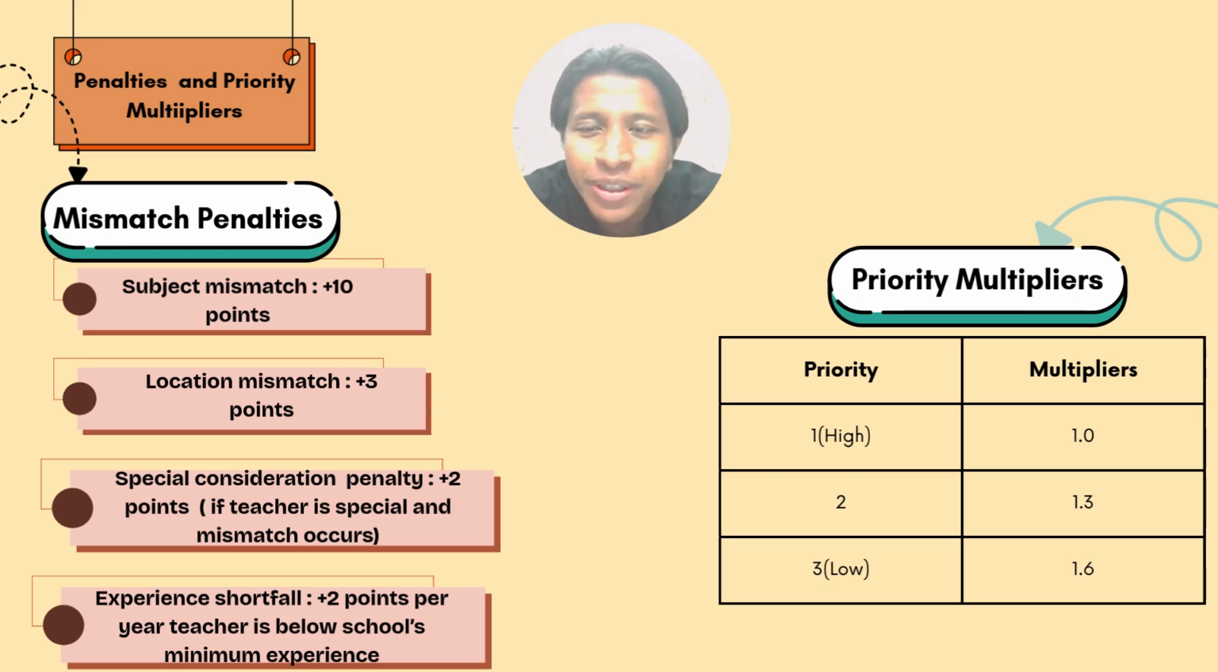For the next part, the penalties and priority multipliers. The mismatch penalties: subject mismatch is plus 10 points. Location mismatch is plus 3 points. Special consideration penalty plus 2 points, if the teacher is special and a mismatch occurs. Experience shortfall plus 2 points per year the teacher is below the school's minimum experience. Priority multipliers. Priority 1 is high, the multiplier is 1.0. Priority 2, the multiplier is 1.3. And priority 3 is low, the multiplier is 1.6.